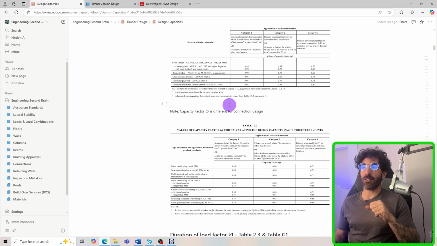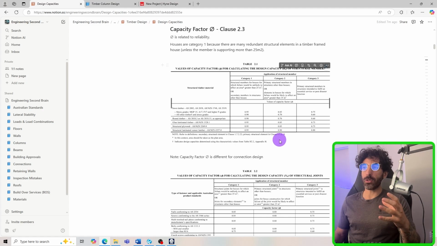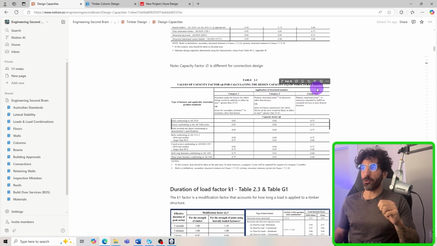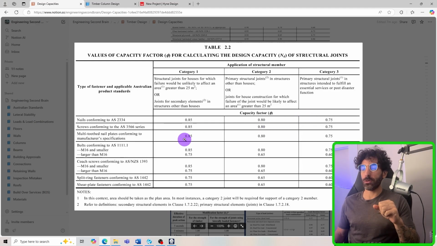Just be aware that the phi factor is different for connection design. So if you're designing a timber beam, the beam element will be designed with the phi factor from table 2.1, and the connection of that beam will be designed with table 2.2. So if you expand table 2.2, let's say you're designing a timber beam with M12 bolts, you just come to this column of the table, and then if it's a category 2, for example, you've got a 0.85 factor.